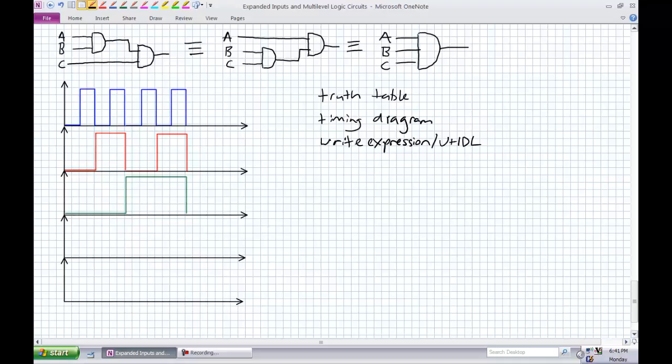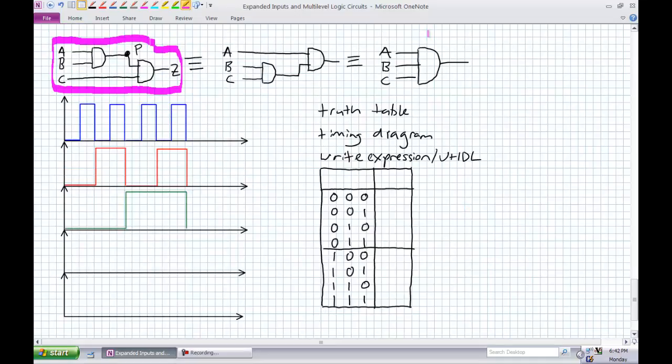So what's the truth table look like? We've got three variables. I'm going to do this one in the upper corner. There's an intermediary value right there. Let's pretend that Z is our output. That's P right there. So I've cleaned it up a little bit, added a bare truth table. And I'm going to say I've got my intermediary value P, my final value Z, and I'll write this one as A, B, C. What is the expression P? The expression P is A AND B.